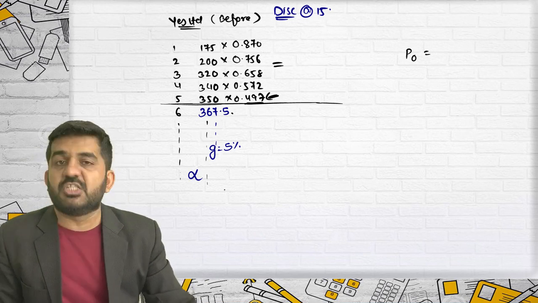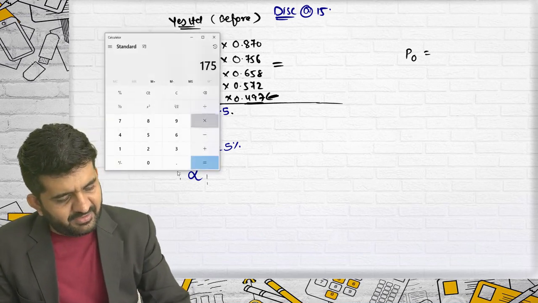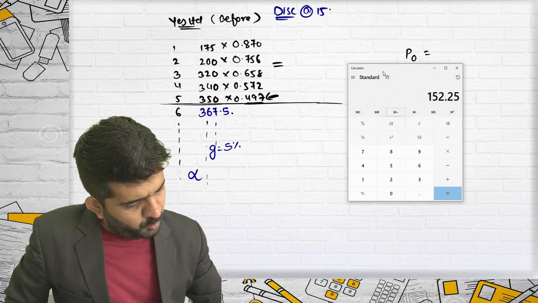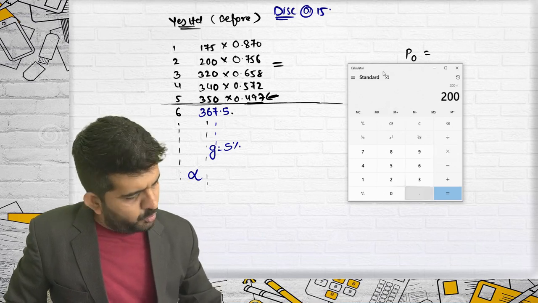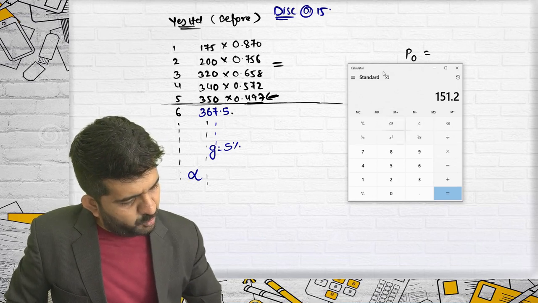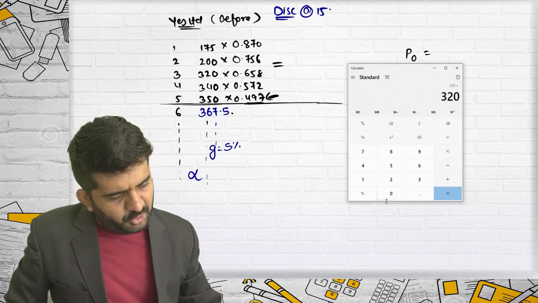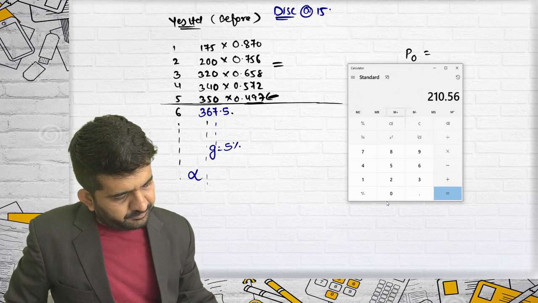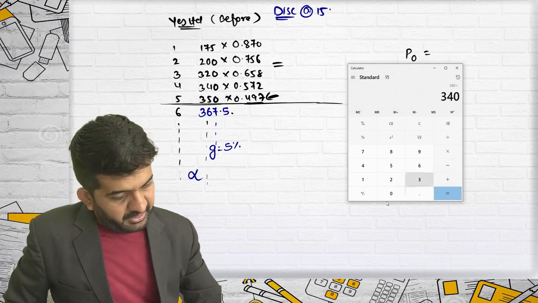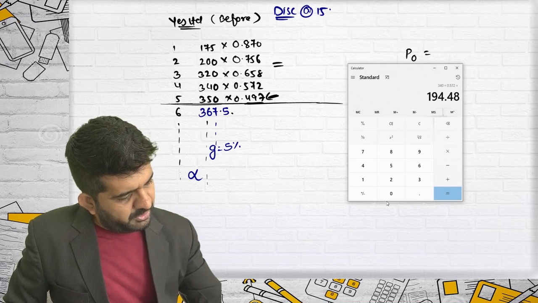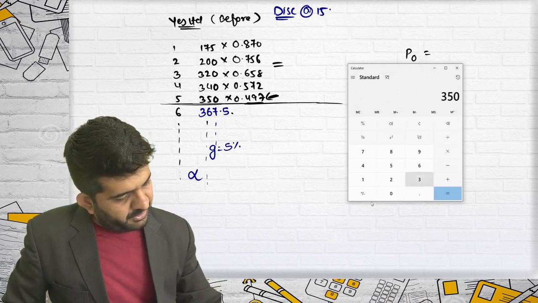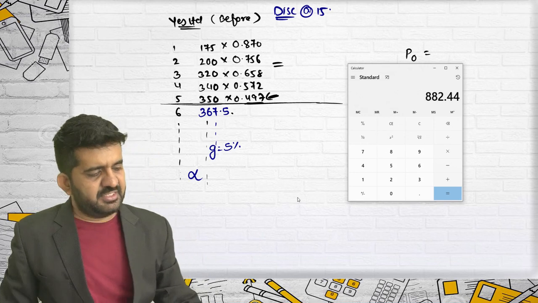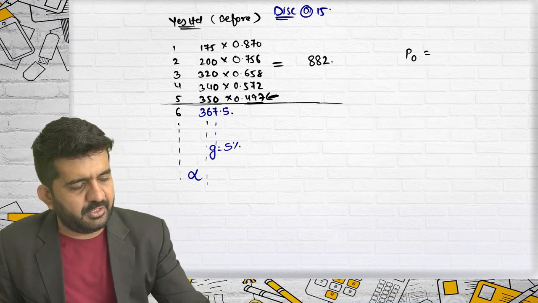So let me first find out this 5 years answer. It is 175 into 0.870 plus 200 into 0.756 plus 320 into 0.658 plus 340 into 0.572 plus 350 into 0.497. The total is 882.44.